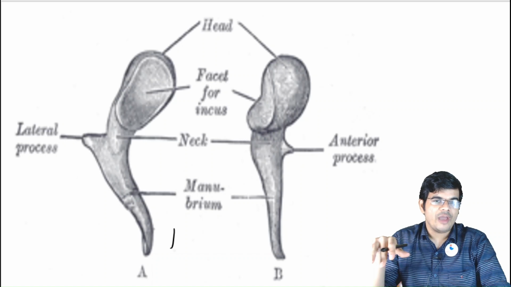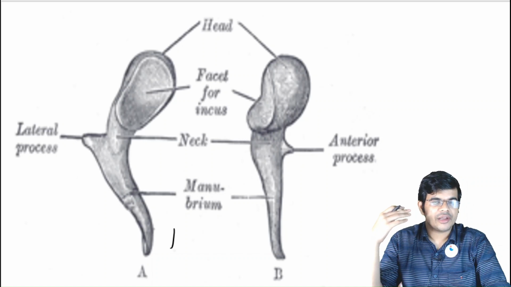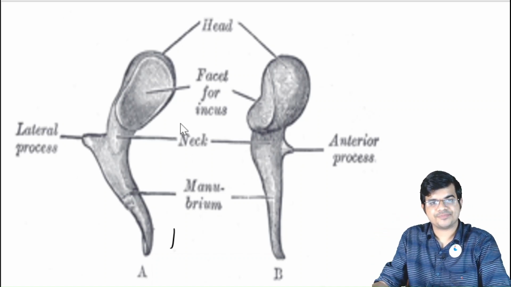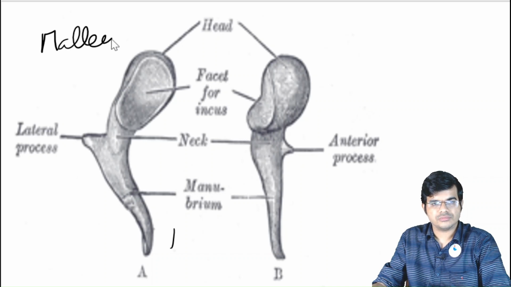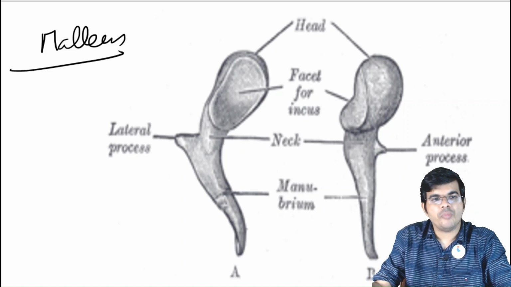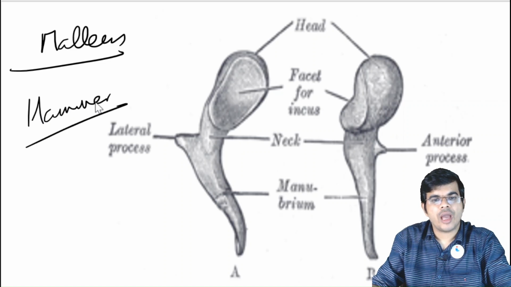Before that, we have to know about the various structures which help in hearing. And what are these structures? They are the ossicles. Okay, the first ossicle that you have to learn is the malleus. Now the word meaning of malleus is hammer. Okay, malleus is the Latin word for hammer because it resembles a hammer, as it has a head and a manubrium, right? You can see how it resembles a hammer.